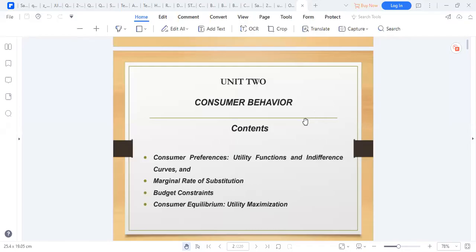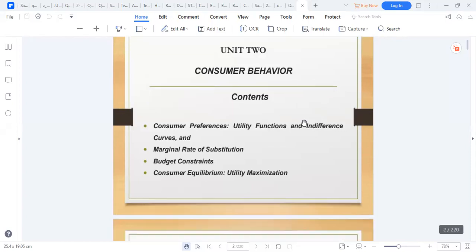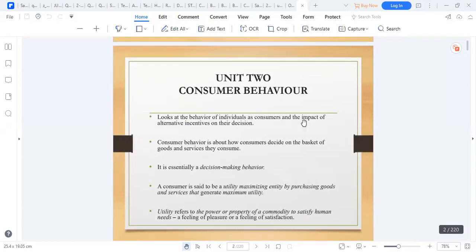Consumer behavior is one of the key topics in economics, where we're going to look at consumer preferences, the utility functions in different scales, marginal rate of substitution, the budget constraints, and the consumer equilibrium. So we are going to look at your behavior as individuals, as consumers in that capacity, and how they affect your incentives on your decisions.